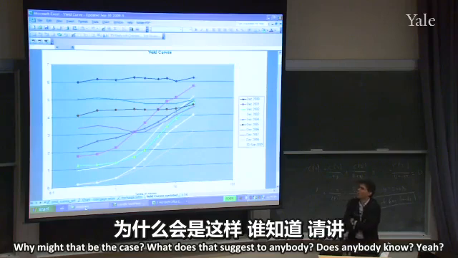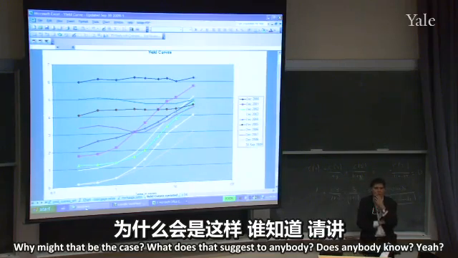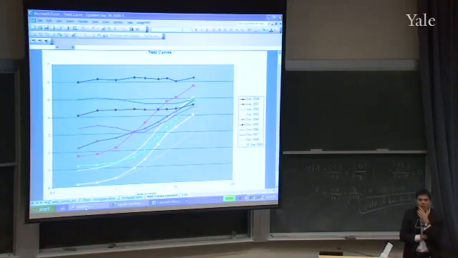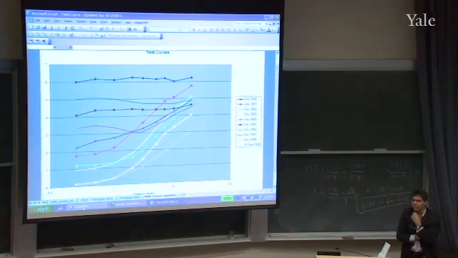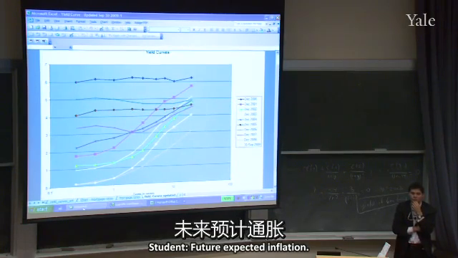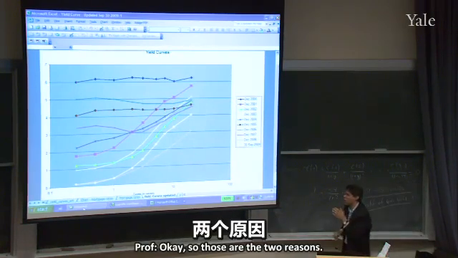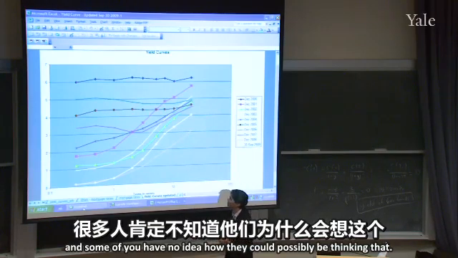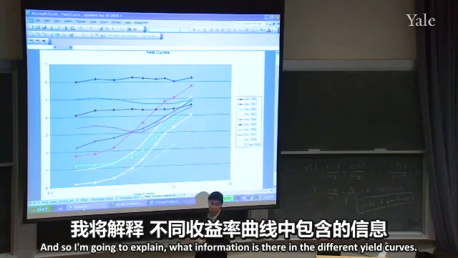Now, why might that be the case? What does that suggest to anybody? Does anybody know? Yep. We're feeling optimistic about where the economy will be in 10 years. That could be one reason, and could there be another reason? Yep. Future expected inflation. Okay, so those are the two reasons. So they somehow know that, and some of you have no idea how they could possibly be thinking that. And so I'm going to explain what information is there in the different yield curves.